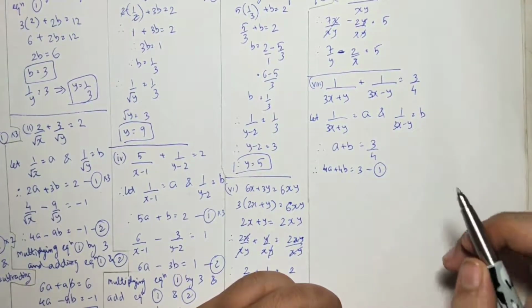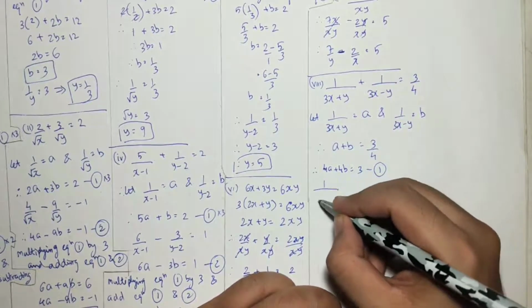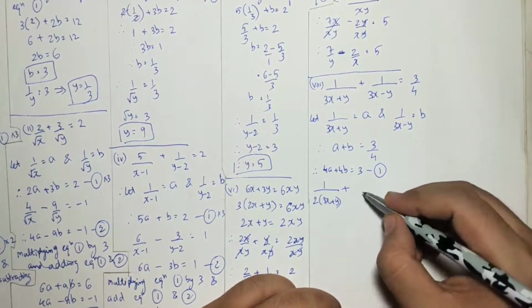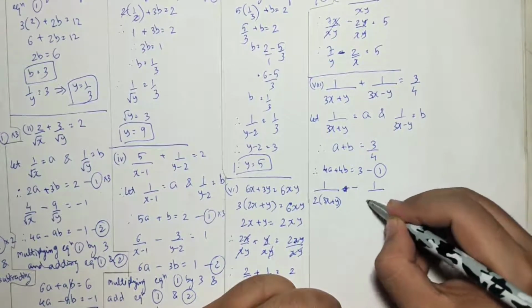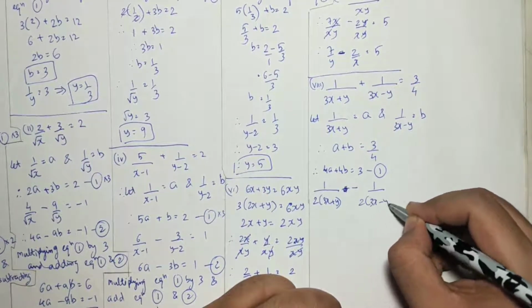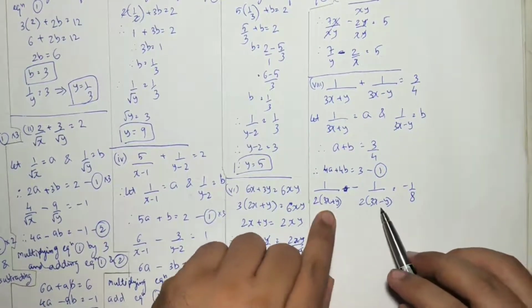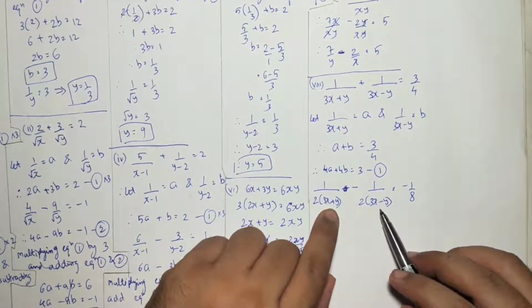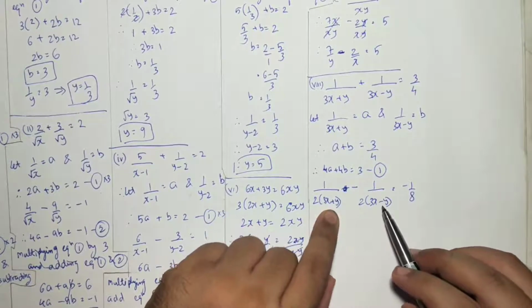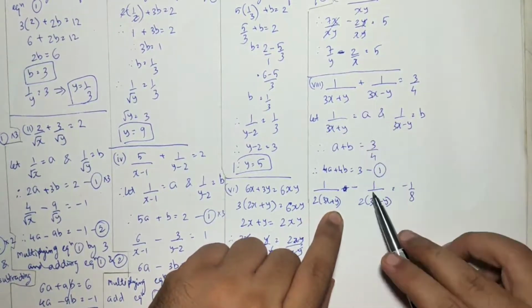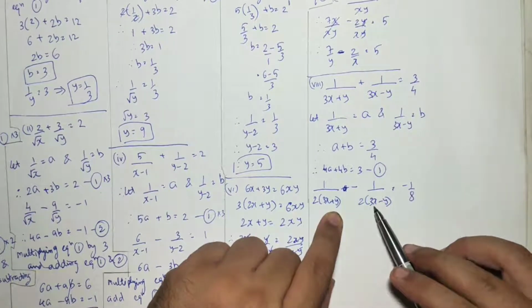Now, if you focus on the second equation, it is given that 1 by 2 into 3x plus y, not plus, sorry, minus 1 by 2 into 3x minus y equals to minus 1 by 8. As you can see, 3x plus y and 3x minus y are already given in the brackets. They are given in the bracket means they were same as a and b. First and second equation has the same denominators.